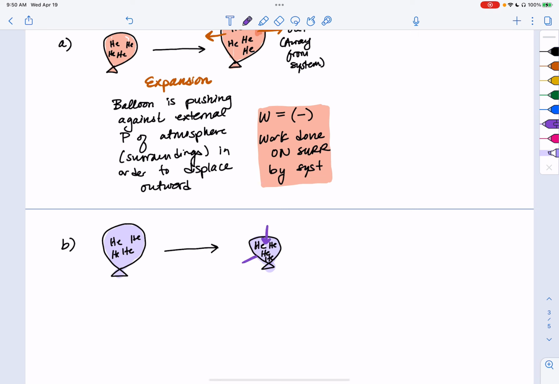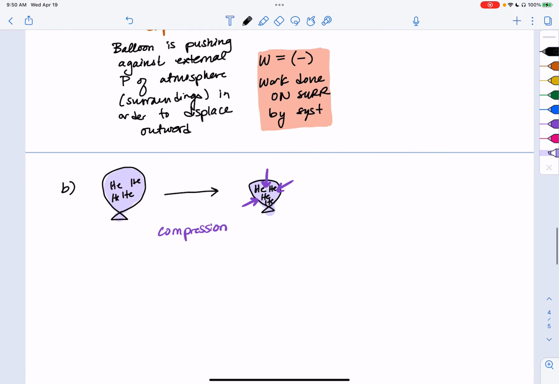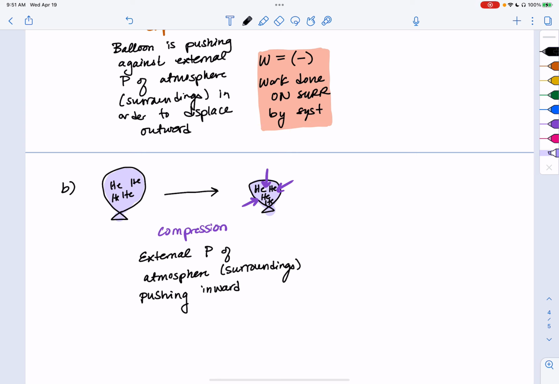So if I'm going to force this balloon to compress or change its volume, then what we see is that the external pressure of the atmosphere, aka the surroundings, is pushing inward on the balloon, causing a decrease in volume.